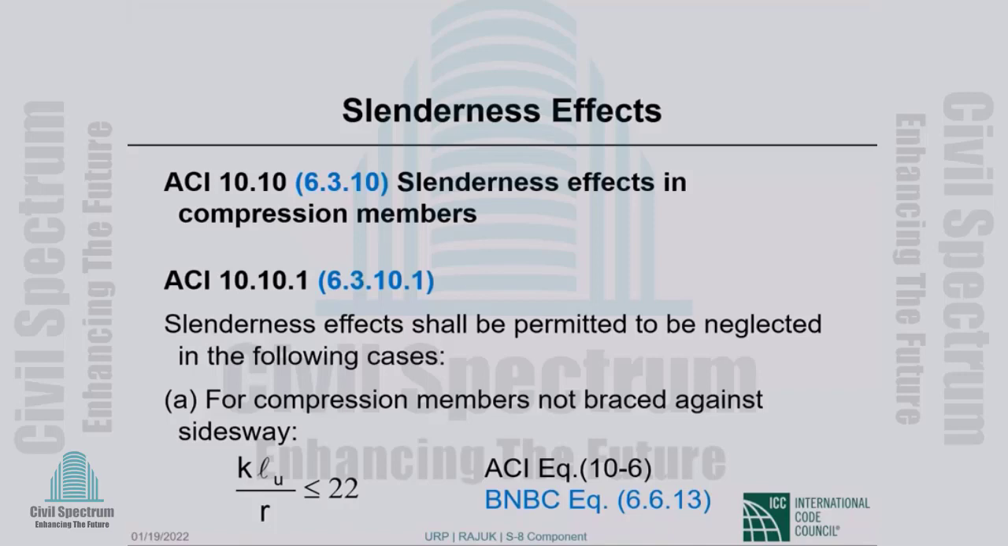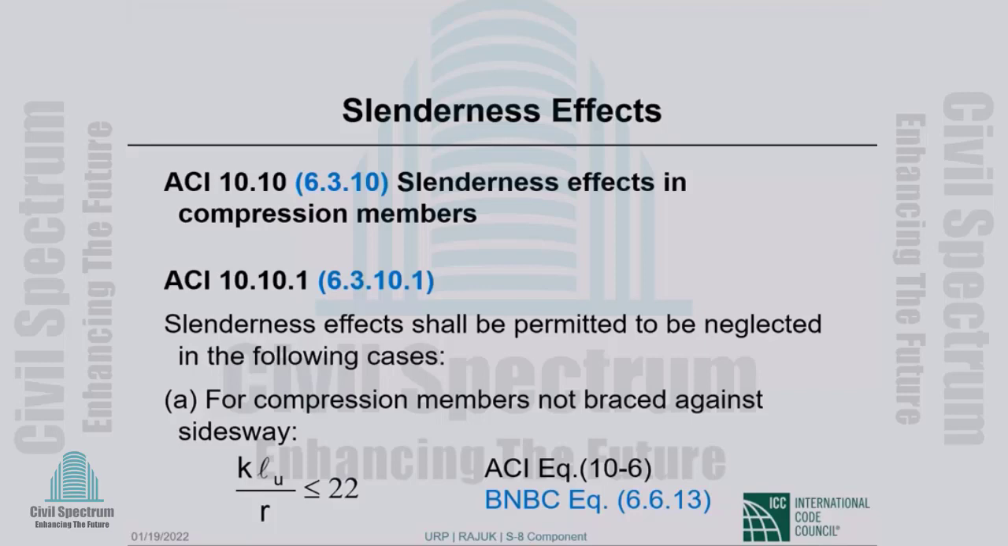Anyway, so slenderness effect, section 10.10 of the code. Slenderness effects shall be permitted to be neglected in the following cases. This is where we start, when you can forget about slenderness effects. For compression members not braced against side sway, so these are sway members, as we call them, and what that means will be coming up, K L sub U over R less than or equal to 22. You can forget it.